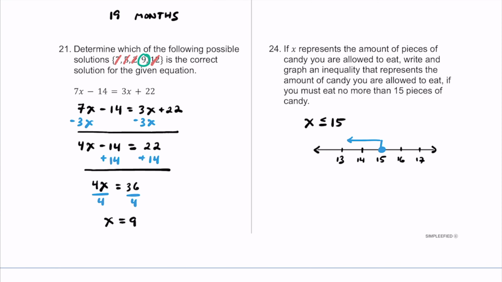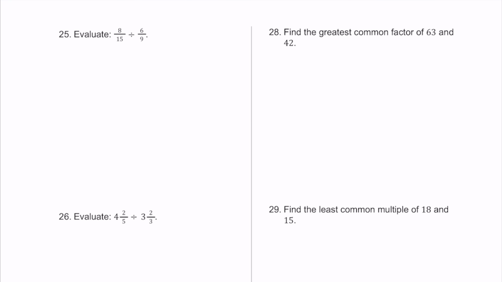For 25, let's just evaluate this division problem. So we have 8/15, and we're going to cut it into 6/9 pieces. Remember, when you are dividing, you can solve this a little bit easier by taking that first fraction and multiplying by the reciprocal of the second fraction, which is 9/6. Then we can try cross-canceling.